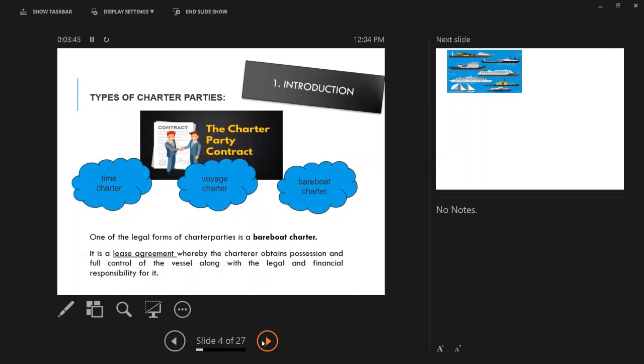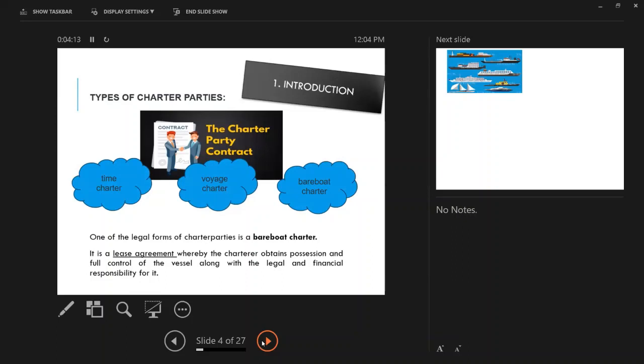First of all, Bareboat Charter is one of the legal forms of charter parties. There are three types of charter parties: time charter, voyage charter, and Bareboat Charter. Bareboat Charter is also a lease agreement. What does it mean? It means that the charterer obtains possession and full control of the vessel along with the legal and financial responsibility for that vessel.